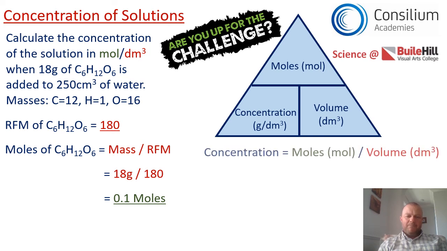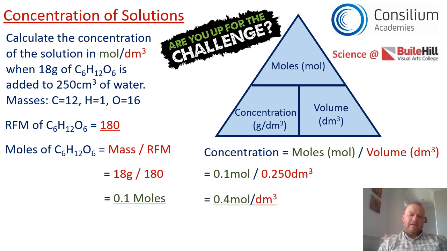So the next step, concentration is equal to moles divided by volume, and now we're on easy street. It would be 0.1 divided by 0.250 decimeters cubed. So I've converted 250 centimeters cubed in the question into 0.25 decimeters cubed, and in the calculator the answer will be 0.4 moles per decimeter cubed.